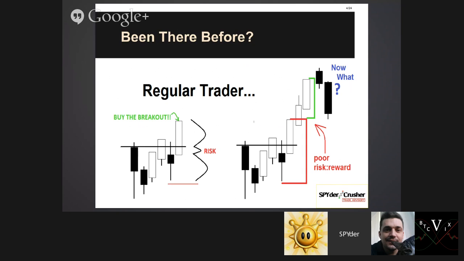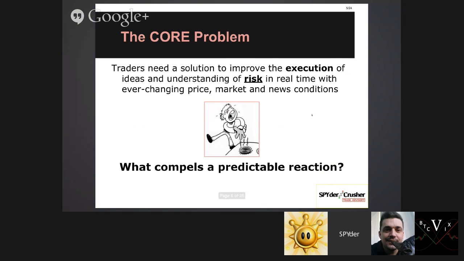So what is one of the issues? Well, if you're a regular trader, you've got some idea of what you're doing, you've got your risk, you've got your breakout, something happens, well, what do you do next? There are two components to trading. One, how do I structure my trade? And two, how do I plan for the unknown in order to mitigate the risk and try to maximize the reward? So we have come to the core problem, which is that traders need a solution to improve their execution of ideas and understanding of risk with ever-changing market conditions.